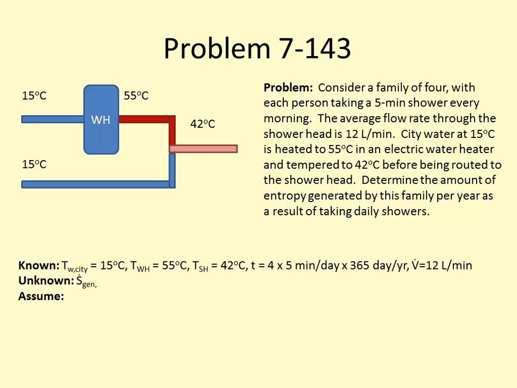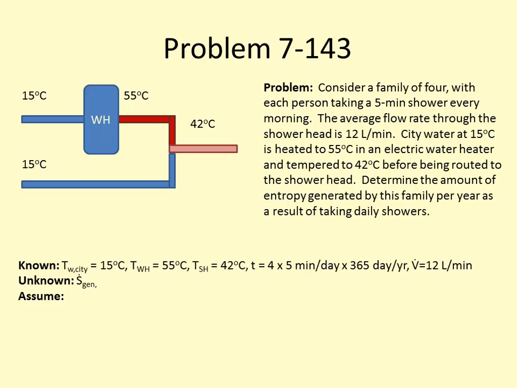Okay, so with the picture, it's a little bit easier to know what they want. Because when I first started doing the problem, I started with 55 Celsius and 15 Celsius coming into the system and 42 Celsius leaving. What they actually wanted was the entropy generation due to the whole process, including that of the water heater.